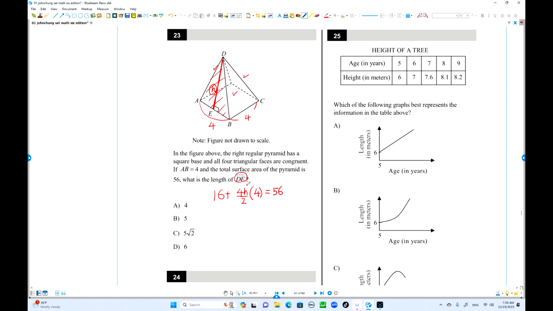That is the length of DE, right? H. So this cancels out. 8H. 8H equals 56 minus 16, which is 40, right? So H equals 5. Okay? That's the answer.